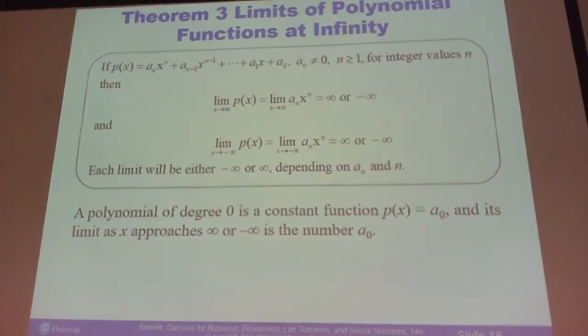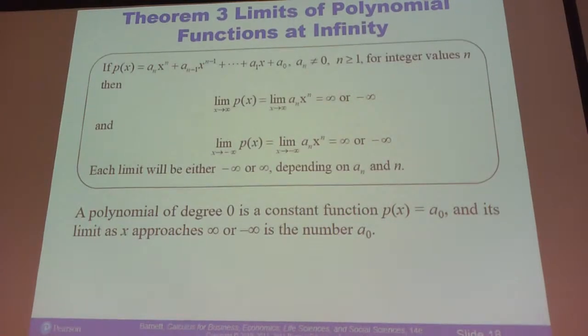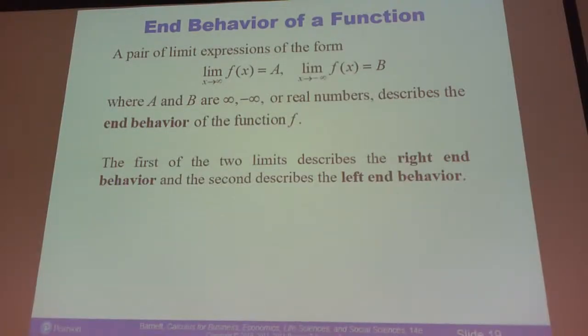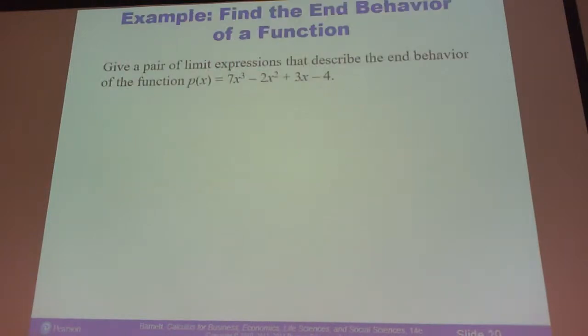Basically, if we look at the leading coefficient and plug in negative infinity and positive infinity, it will tell me how the ends behave. It describes the end behavior, as we go to the right and as we go to the left.